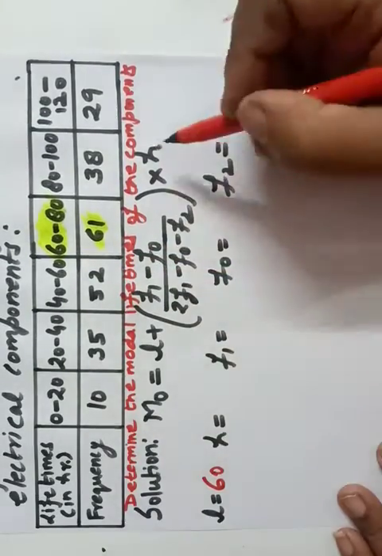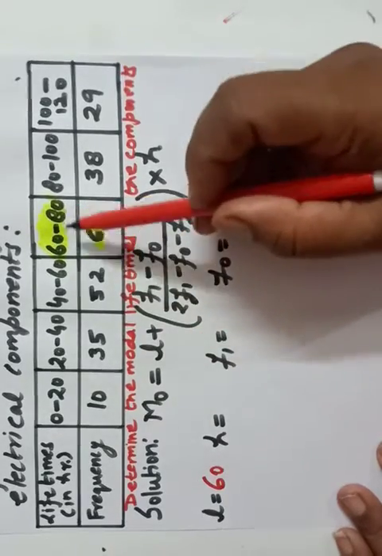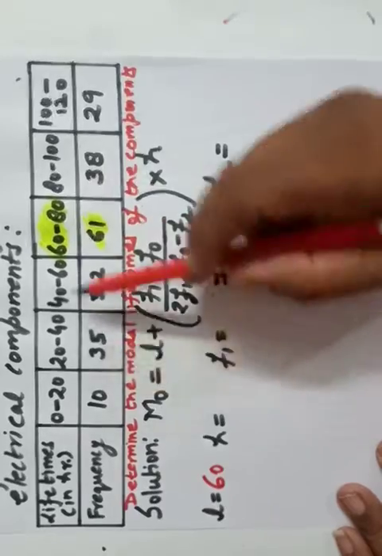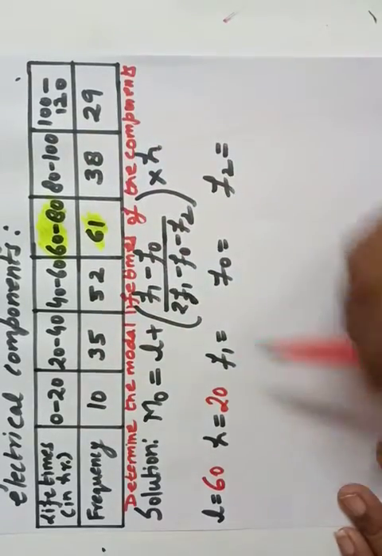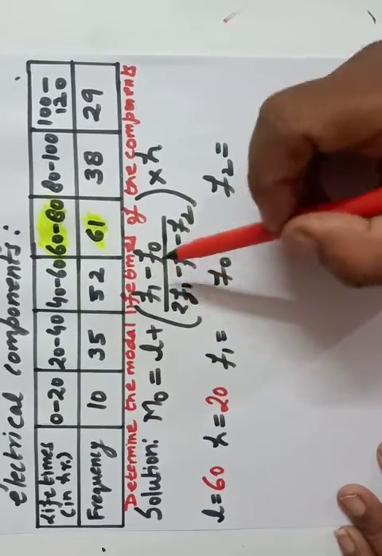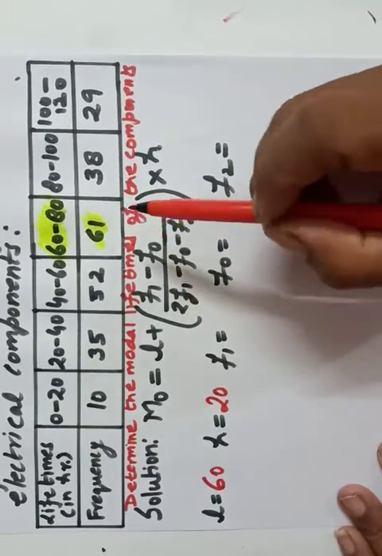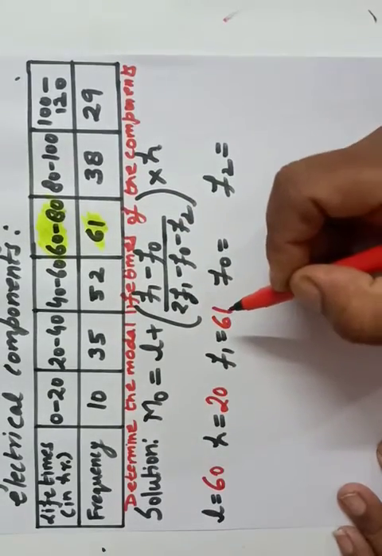Now come to H. What is H? Size of the class interval. Again 80 minus 60, that is equal to 20. You can check among all the classes, that will be 20 here. So F1 or Fk will be the frequency of the modal class. So it is 61.